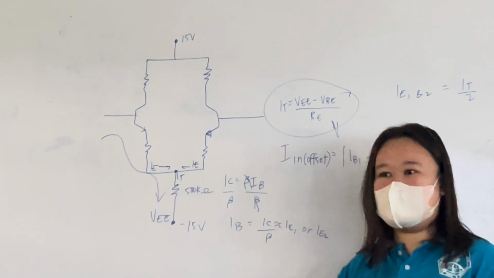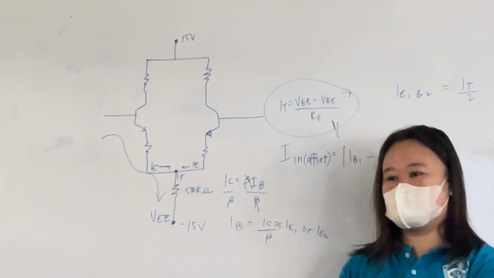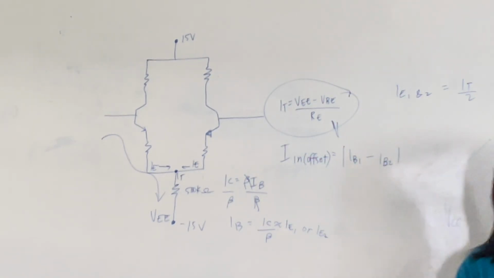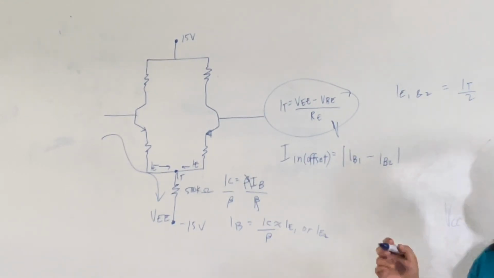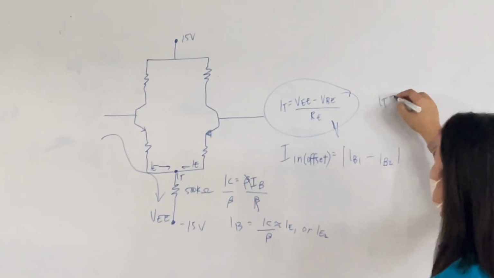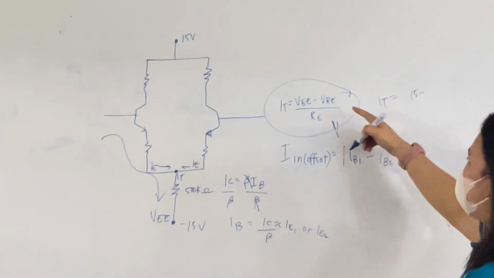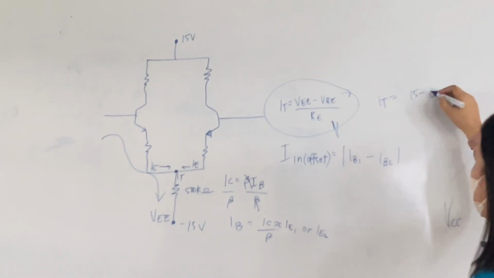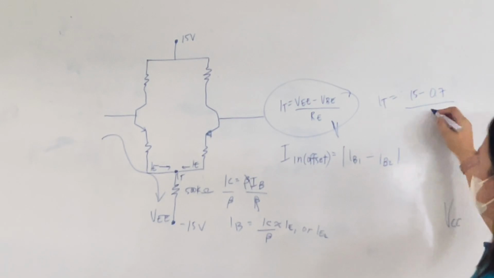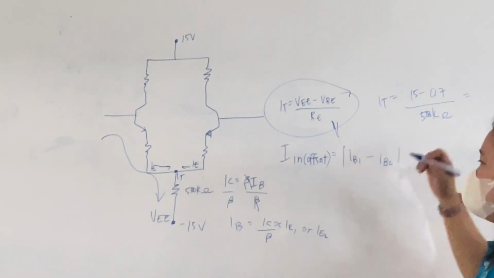This is called reverse engineering. Can we get VBE? Beta is not used here. VBE is constant, that's 0.7. Now let's solve. VEE is 15, as known from the exam. VBE is 0.7, all over 500K.